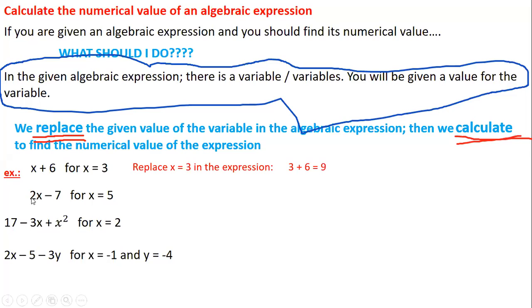Another example, 2x minus 7. I want to find the numerical value of this algebraic expression for x equal 5.